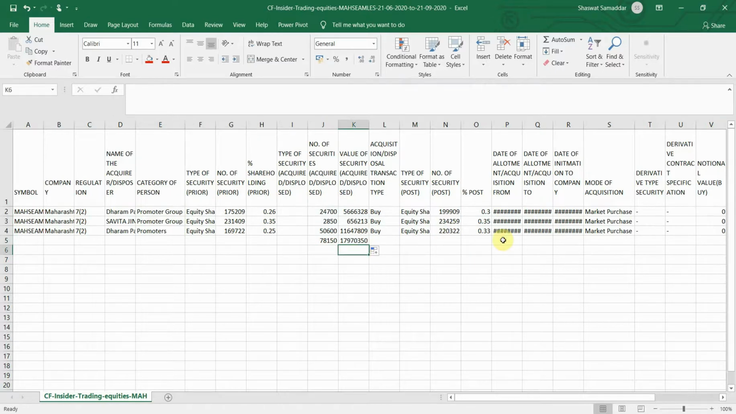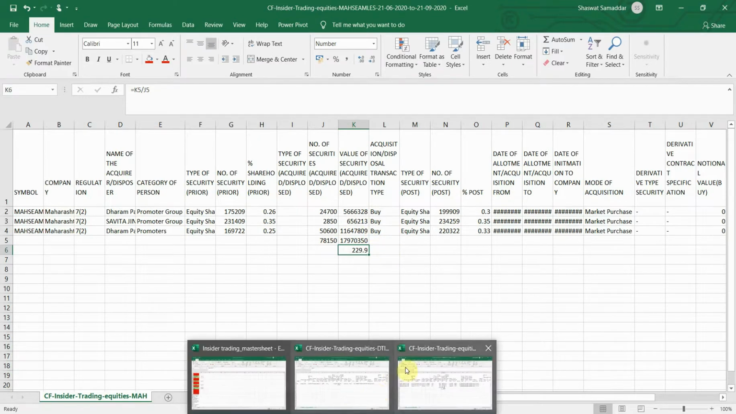Why we are calculating this, as we have to reach at the average price point at which the promoters have made a position in this stock. How we will reach there is by dividing the total value of security by total number of security. Let me just decrease the number of decimals here. Okay, so as you can see, it's 229.9 rupees.